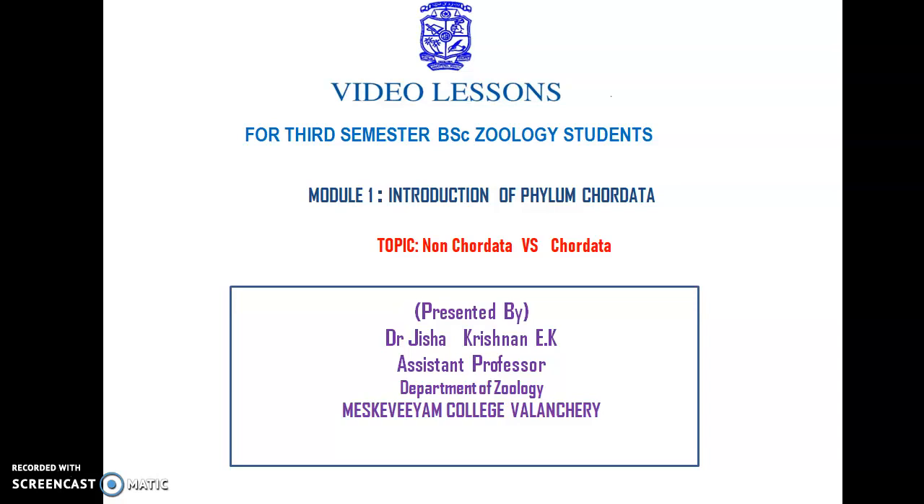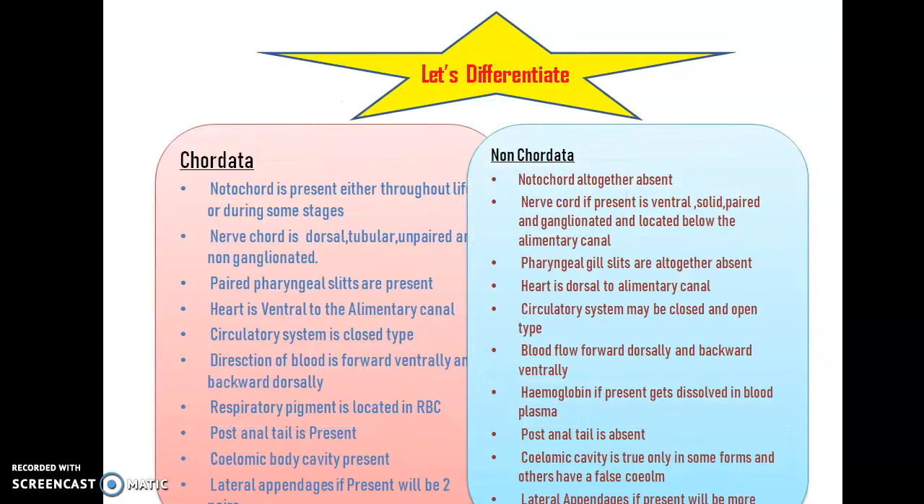So today we are starting with another topic of this module 1, the difference between non-chordata and chordata. Let's move. What is the difference between chordates and non-chordates? In the previous class we have discussed the unique features of chordates. What are they? The presence of notochord, dorsal tubular nerve cord and pharyngeal gill slits, right? So we can take these three characters as the prime differentiating characters between chordates and non-chordates. Okay, so let's move to the detail of each character.